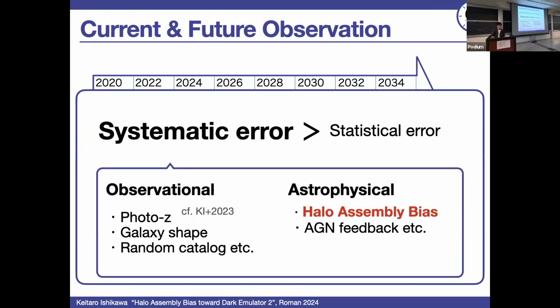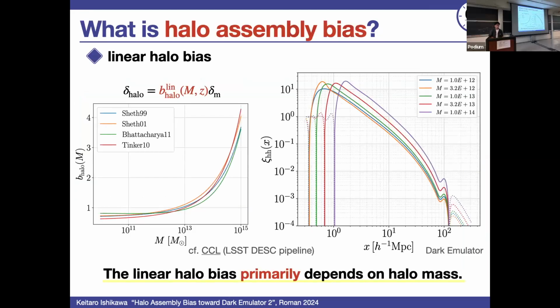Among systematic errors, there are roughly two types, observational and astrophysical ones. In this talk, we especially focus on halo assembly bias, an astrophysical one. I'll introduce linear halo bias to explain what halo assembly bias is. Due to the fact that 80% of matter is dark matter, we'd like to understand dark matter distributions. However, we can only observe the galaxy distribution directly, so we need to connect these relations.